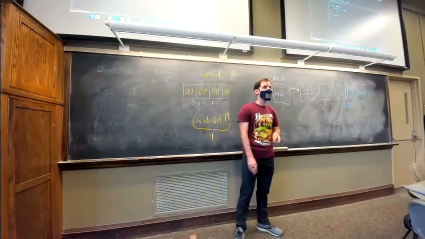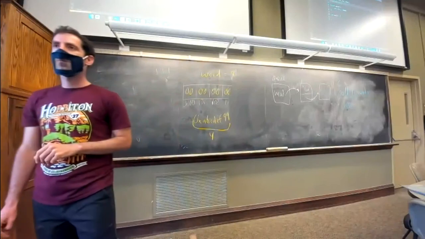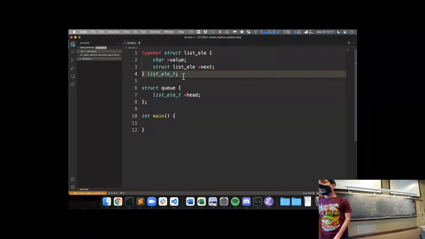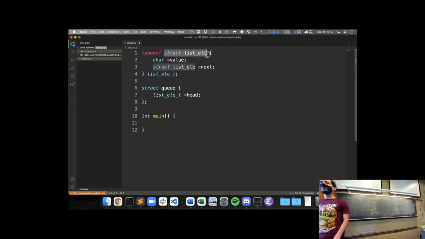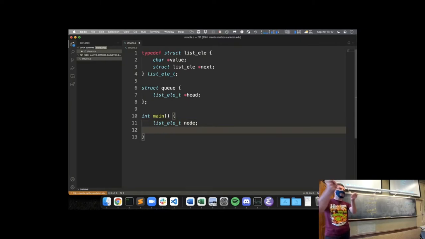So what exactly is list_elem_t? Yeah, so list_elem_t is just another name we can use instead of struct list_elem. So it just lets me use it here and anywhere else that I would in my program, such as if I wanted to, I could say list_elem_t node to just declare a node. And to access fields within a struct, I use a dot.